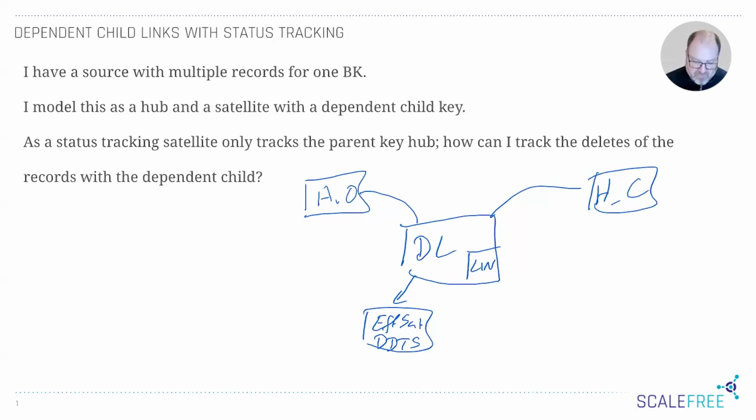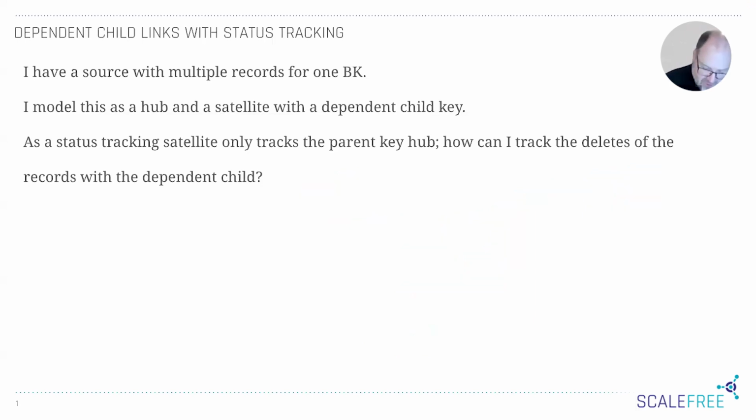So the idea now is that we're using a design very similar to what we use in non-historized links, what we call technical counter transactions. And the idea is this. What you do is you add the records to the dependent child link as usual, right?